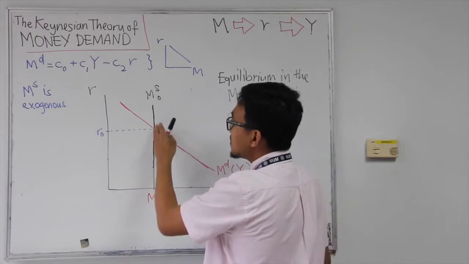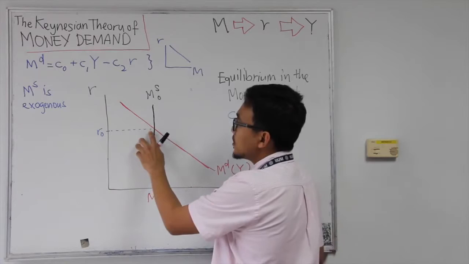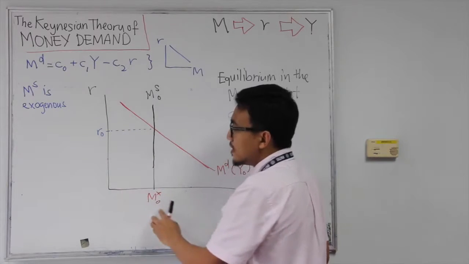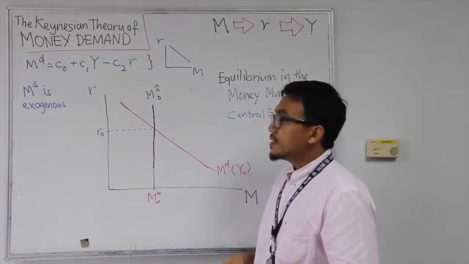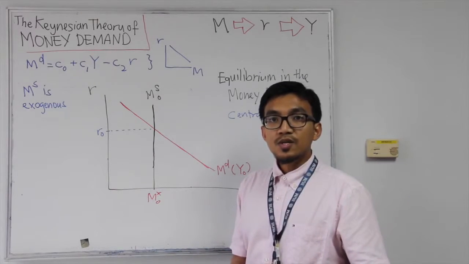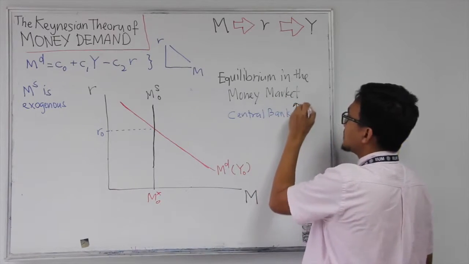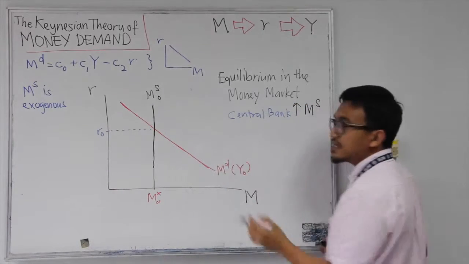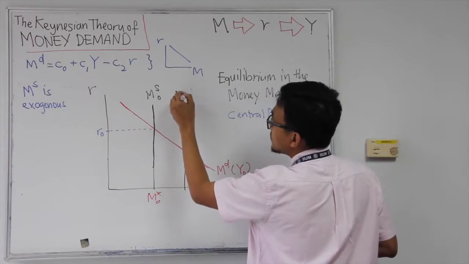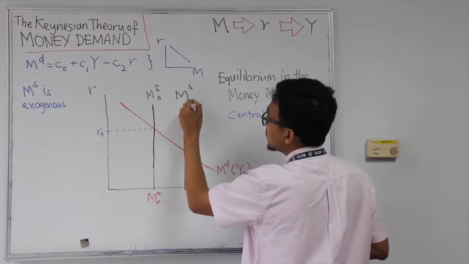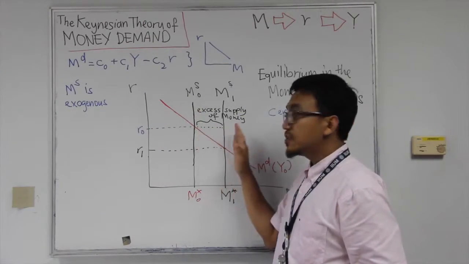The intersection between the money supply and money demand will then give us the equilibrium interest rate at R0 and equilibrium quantity of money at M star 0. Now let's see what happens if the central bank decides to increase money supply. When the central bank increases money supply, the money supply curve will shift to the right, from MS0 to MS1.